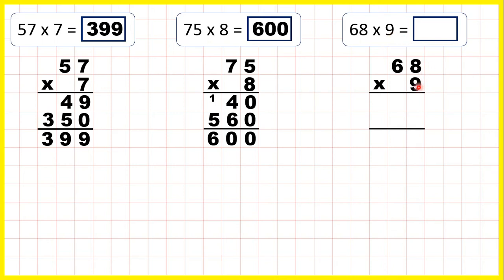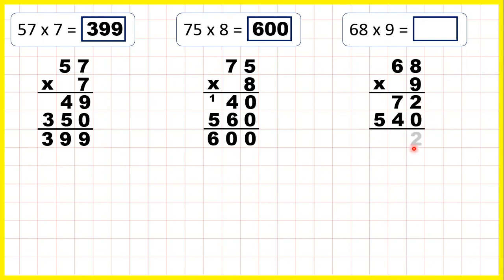8 times 9 is 72. We need a 0 in our second answer line. And now 6 times 9 is 54. So now we just add up our answer lines.